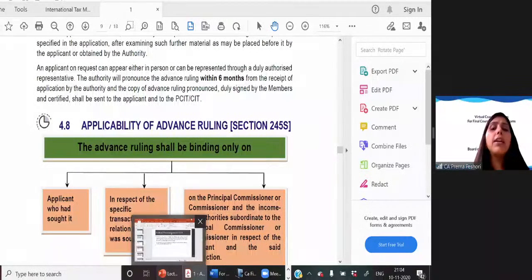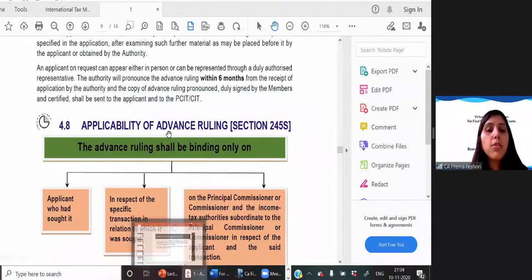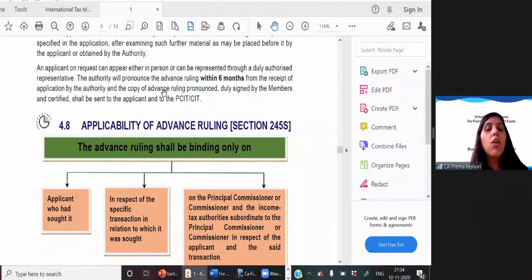It is also binding on the principal commissioner or the commissioner of income tax authorities, and it is not binding on ITAT. So it is only binding on the income tax authorities, the AO. It is not binding on ITAT, CIT(A), High Court or Supreme Court. Clear? They can disregard the AR ruling. Clear? Is it clear?